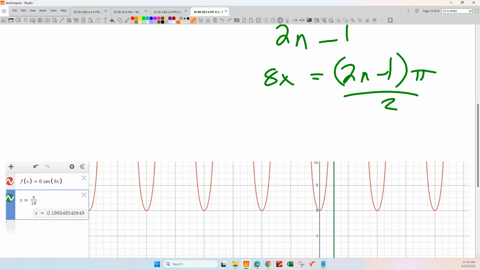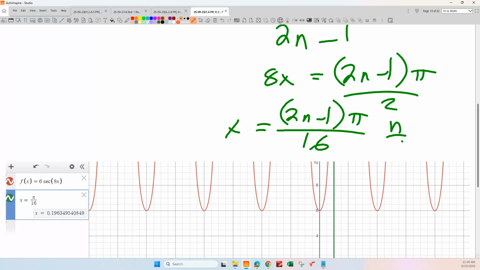What's the only step I have here to solve for x? Divide by 8. So x equals the quantity 2n minus 1 times pi over 16. That's it. I could simplify that. If I split that up, I'm going to get n pi over 8 minus pi over 16, or I can just leave it like that.